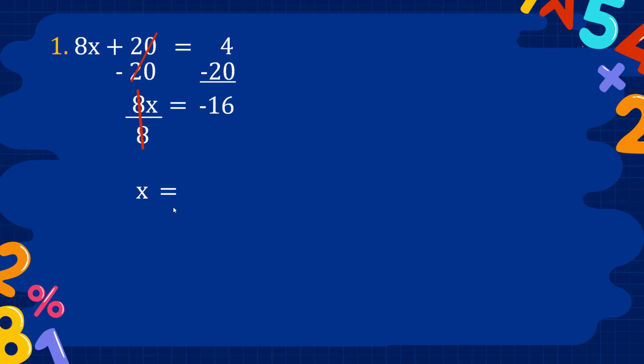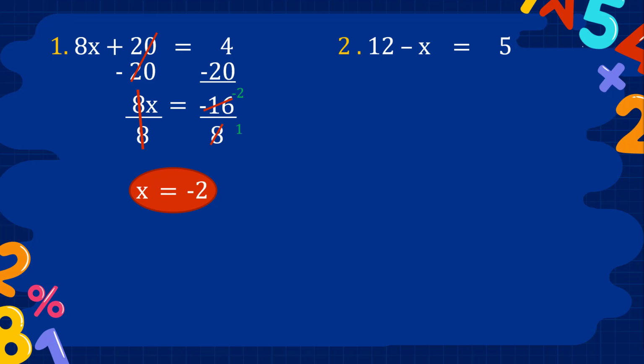Once again, whatever you do on one side of the equal, the same operation must be carried out on the other side. We divide 8x by 8, and now we divide minus 16 by 8 as well, and you get the answer minus 2.